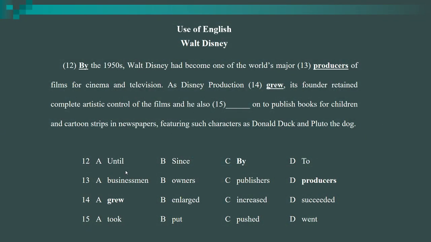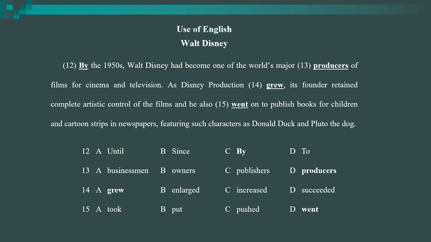Its founder retained complete artistic control of the films, and he also to publish books for children. Took on means began just having some kind of quality? No. Put on? No. Pushed on? I don't think it was very difficult for him. I think he went on, so he continued doing it for children. So the correct answer here is went on to publish books for children and cartoon strips in newspapers featuring such characters as Donald Duck and Pluto the dog. This was the last question to our use of English Walt Disney.